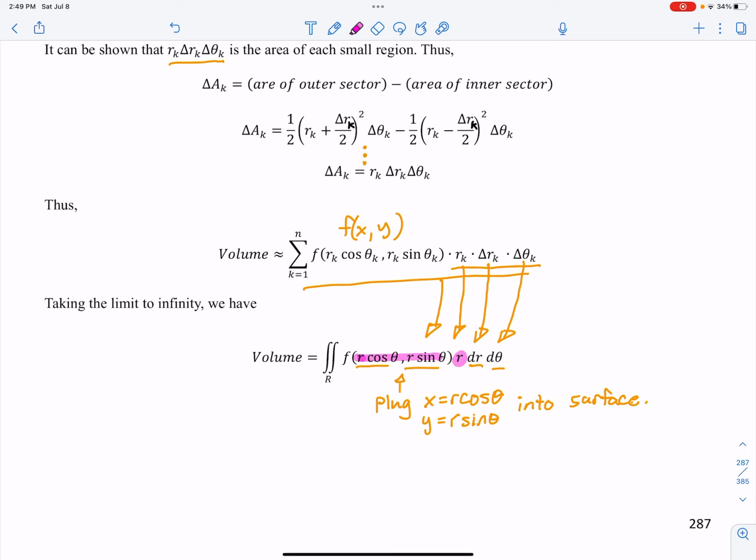The theory shows us why it shows up, but when we're working them out, I have a lot of people who will convert to polar and then forget to introduce that r. What that r is called, it's called the Jacobian. This summer, because if you're in a summer section, we skip it. If you're in the regular semester, we actually do it in class.